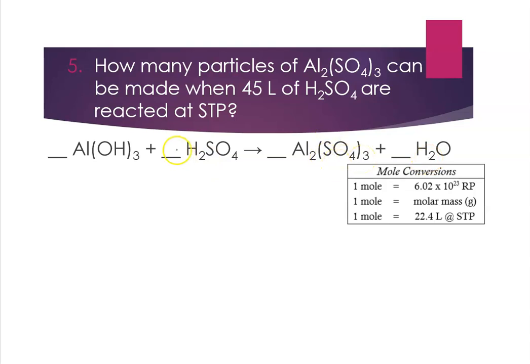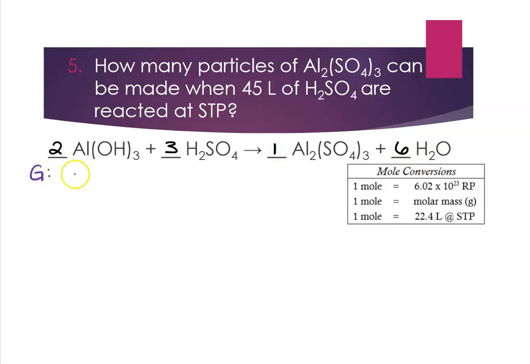We have 3 over here, so I'll do 3 here. And then the Al, I have 2 here, so I'll do 2 here. And then let's take a look at oxygen. So I have 3 oxygen times 2 is 6, so I'll put a 6 here for the oxygen. And then I have 6 H's here and 6 H's here, so 6 plus 6 is 12, and 6 times 2 is 12, so that's balanced, so I can just put a 1 here.